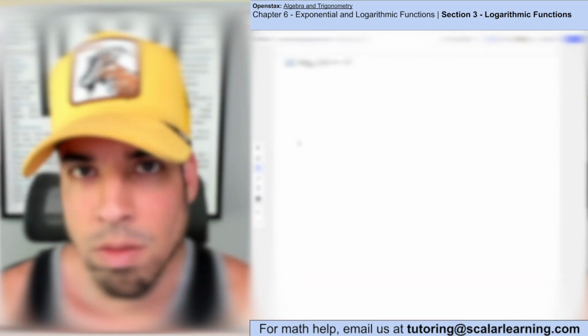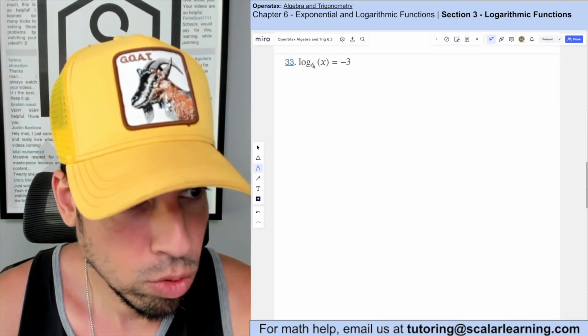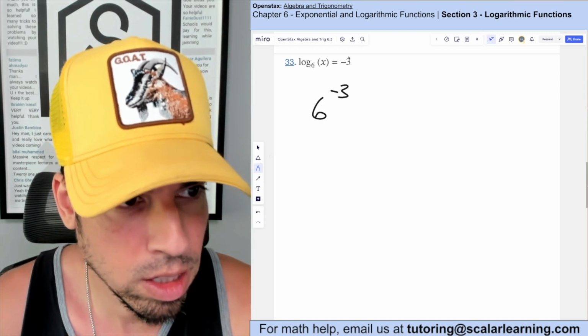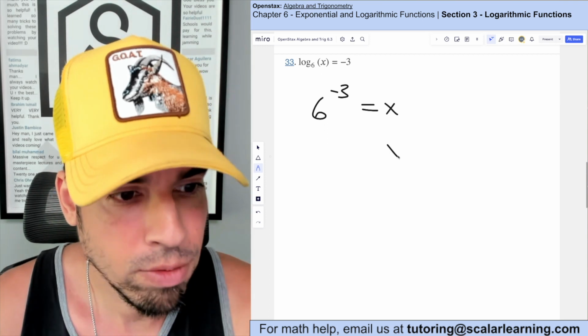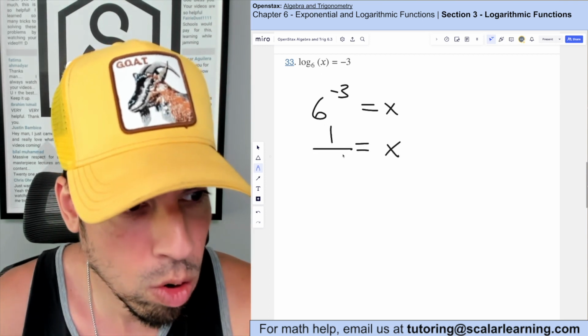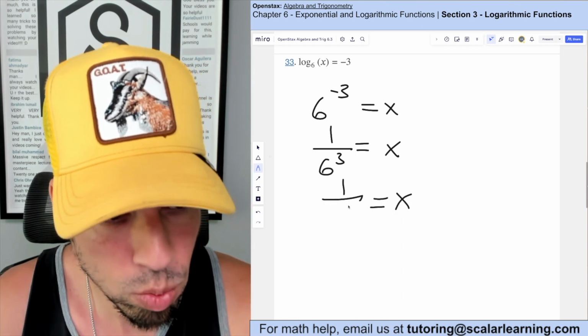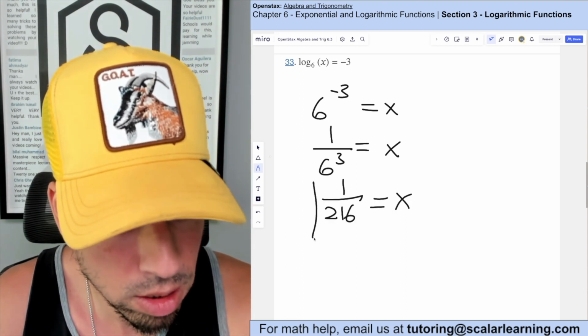Boom, done. For this one to solve, first we're going to convert it to exponential format, which is the base of the logarithm raised to this power equals x. And for a negative exponent, it really means 1 over 6 cubed. And since 6 cubed is 216, it's 1 over 216. That's how you do it.